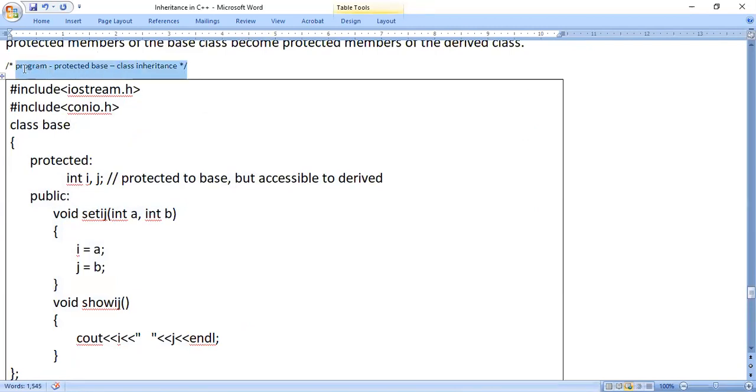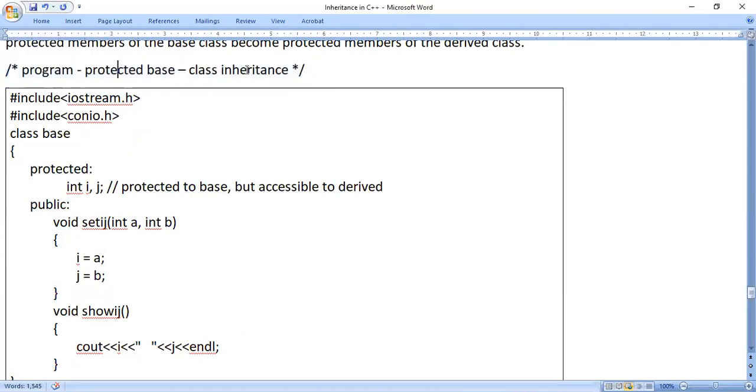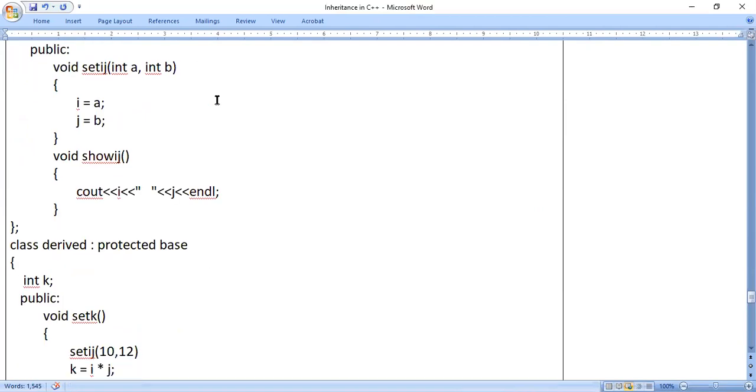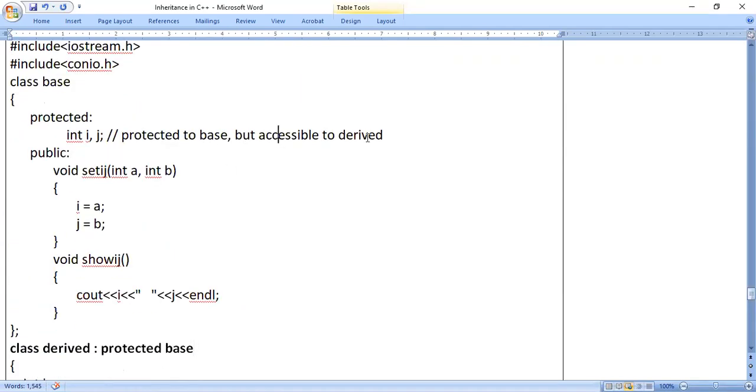So what is this program? The heading is protected base class inheritance. The meaning of that is, observe this sentence: class derived protected base. What happens now? We will see. Protected to base but accessible to the derived. So we have the data i and j, and functions set ij and show ij. If the inheritance mode is protected, protected data members of base class and public data members or functions of base class both become protected in derived class.